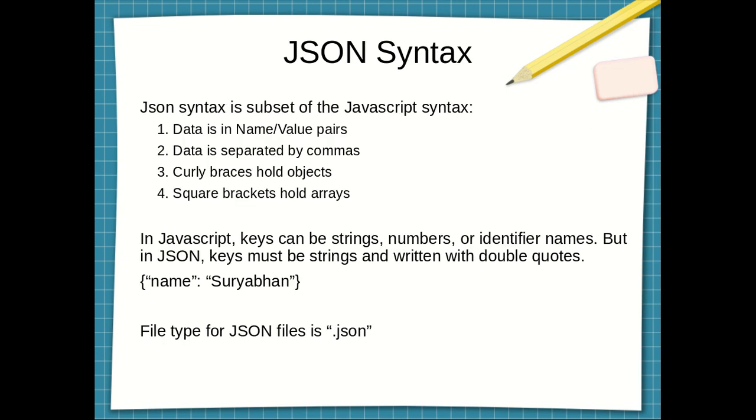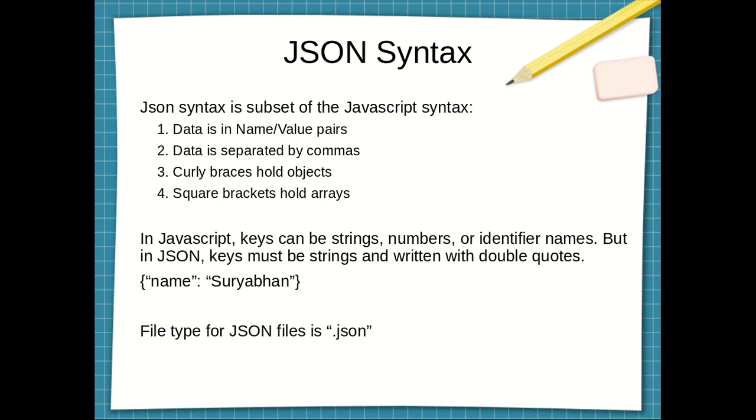JSON syntax is a subset of the JavaScript syntax and it contains multiple conditions: data is in name value pairs, data is separated by commas, curly brackets hold objects, square brackets hold arrays. Instead of XML, where we need to create a hierarchy by tags, here we are storing values in name value pairs followed by commas, with open and close curly brackets, and square brackets for array values.